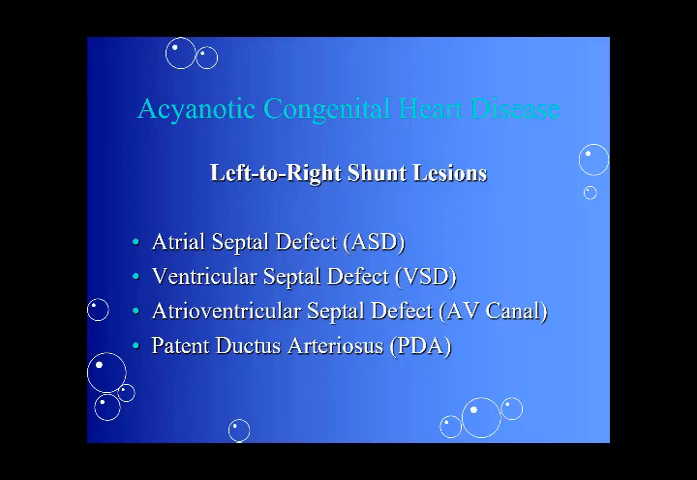There is usually mixing of the oxygenated blood into the deoxygenated blood, so the oxygen content of the left side remains untouched. That is, there is no right to left mixing, which could cause the amount of oxygen in the left side to be less. The left to right shunt lesions are atrial septal defect, ventricular septal defect, atrioventricular septal defect, and patent ductus arteriosus. In addition, there are a few more diseases which also cause the left to right shunt. We will discuss these at the end of the lecture.